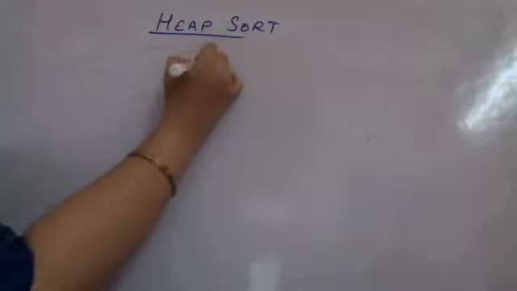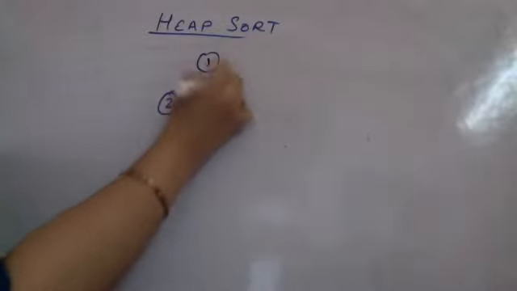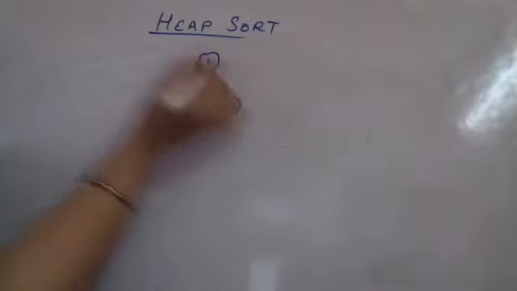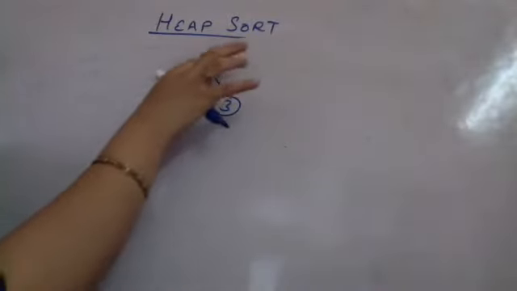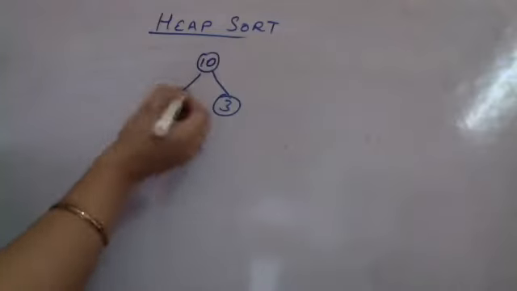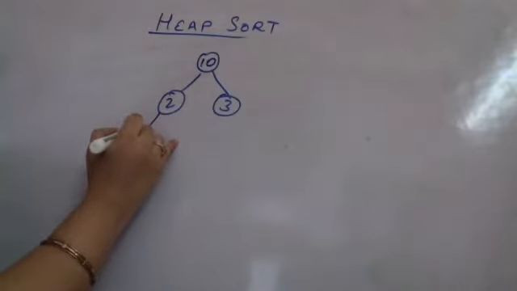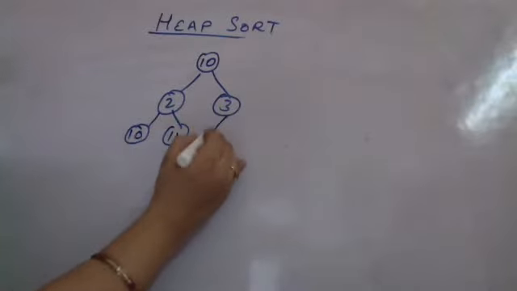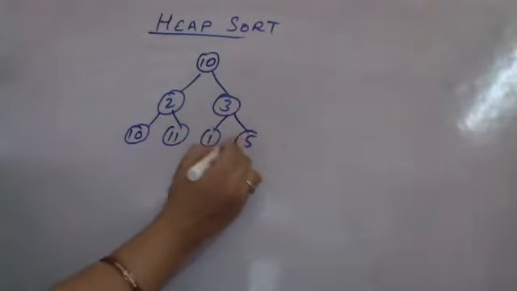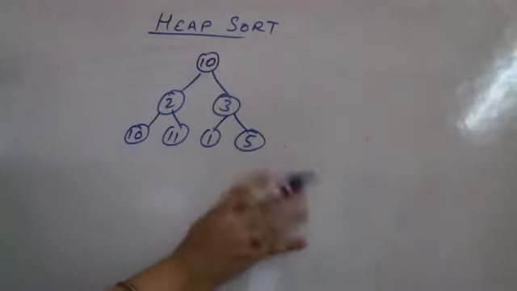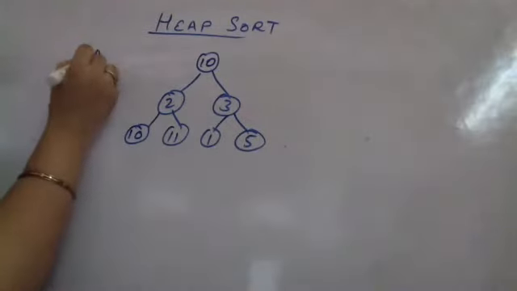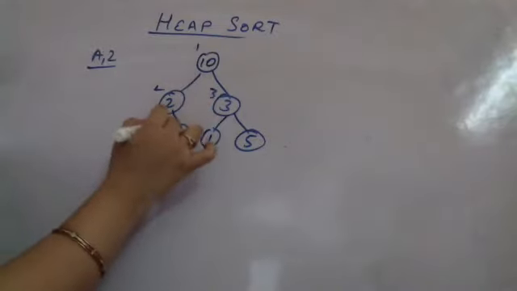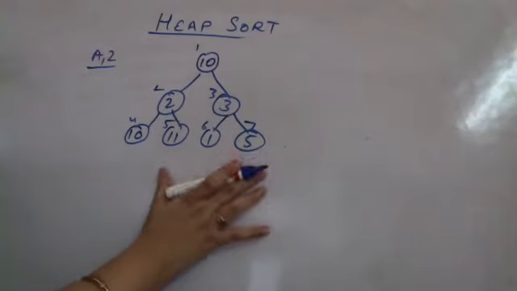Supposedly I am intentionally taking a heap which is not sorted properly. Supposedly this is created and I have to check. So I initially call heapify from a comma 2, elements 1 2 3 4 5 6 and 7. So 7 is the size of the heap.